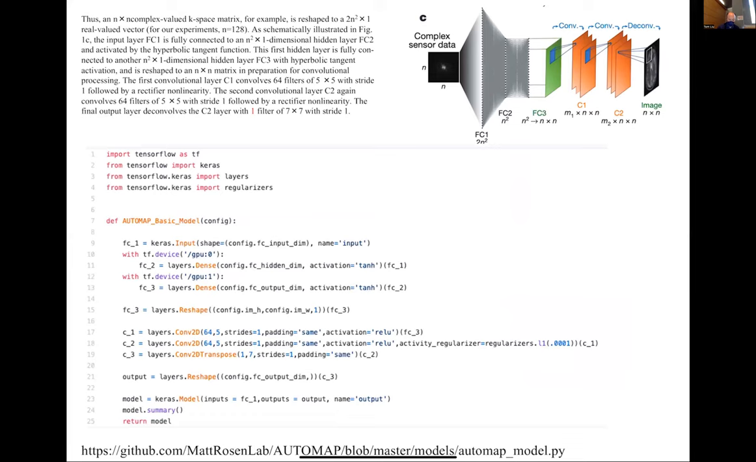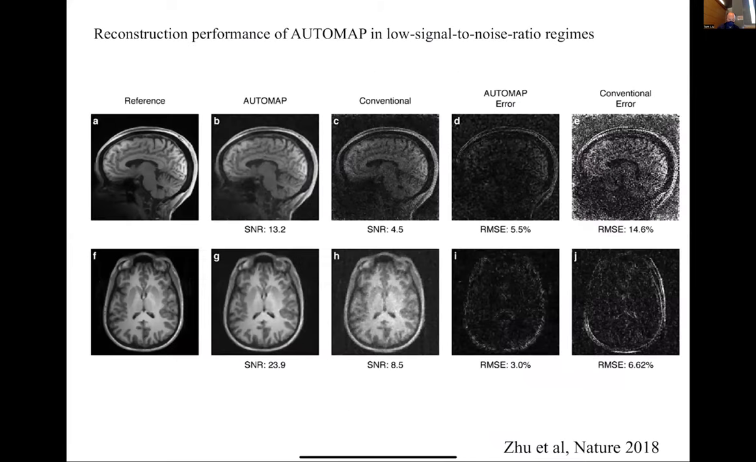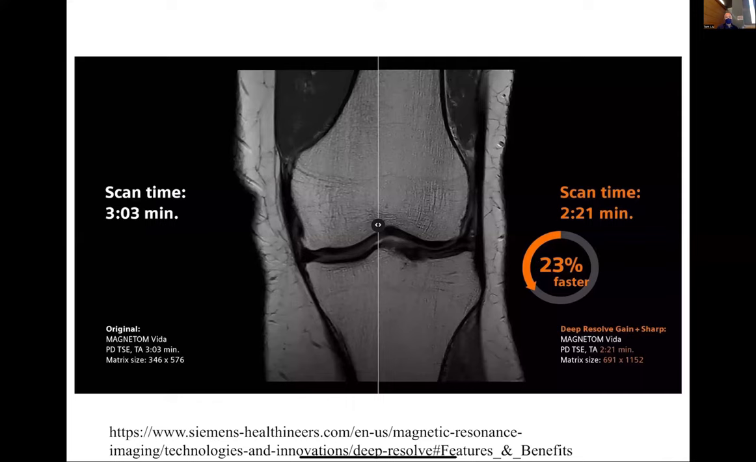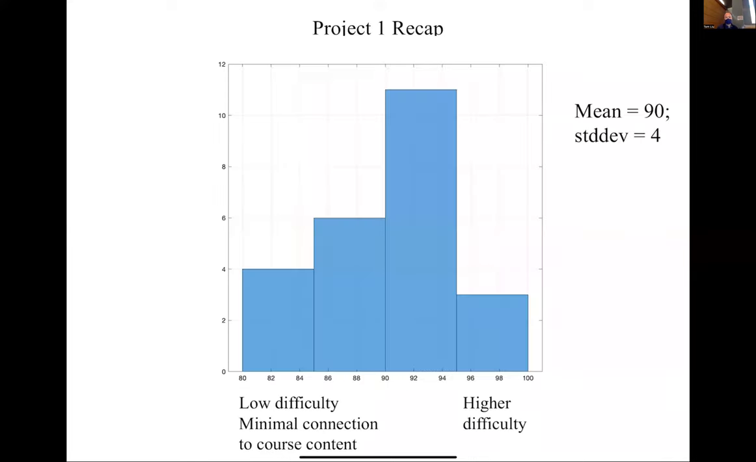And what I'm going to do is spend a few minutes talking about some things we saw on project one, and hopefully this might be helpful as you're coming up with your project two. So the mean score was 90, standard deviation of 4. And you can see that was also close to the mode, so quite a lot of the groups scored in this middle range. Let's talk a little about what it took to go this way or this way.